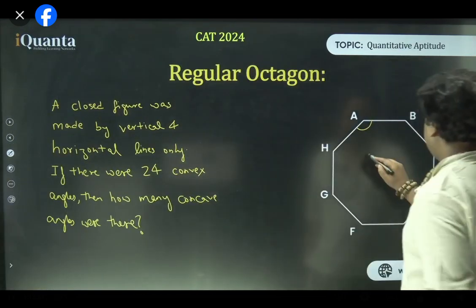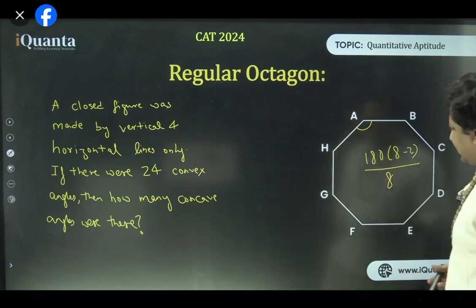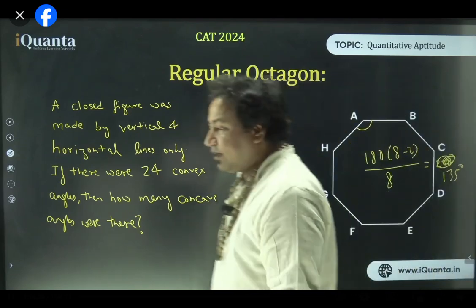Okay, so that became easy. 180 into 8 minus 2 is the sum of all the angles, and divided by 8 will be one angle. All of you can do that, right? I know. 270, right? It's 270, isn't it? 180 is the answer. Okay, perfect.